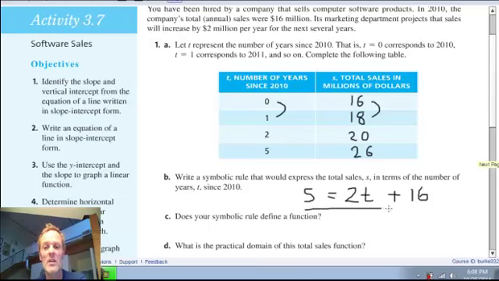That's the equation we're kind of thinking of, okay? With a slope of 2 and a y-intercept of 16. And it's a slope of 2 because it goes up 2, think about it, from 16 to 18, that goes up 2 for every 1 year.